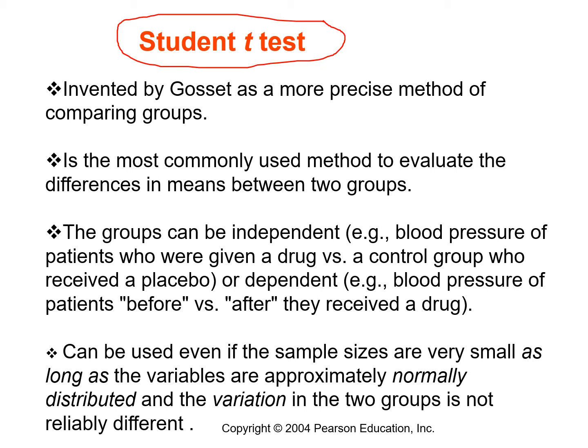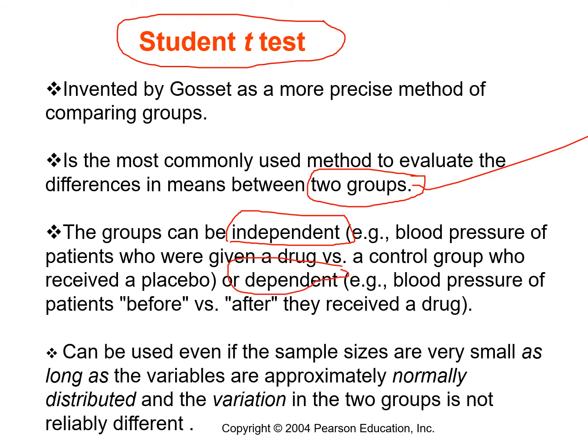It is the most commonly used method to evaluate the difference in means between two groups. Note that: the student t-test is used for two groups. The groups can be independent, like blood pressure of patients who were given a drug versus a control group who received placebo, or dependent, like blood pressure of patients before versus after they received the drug. So the t-test can be used for both cases, independent and dependent two groups.